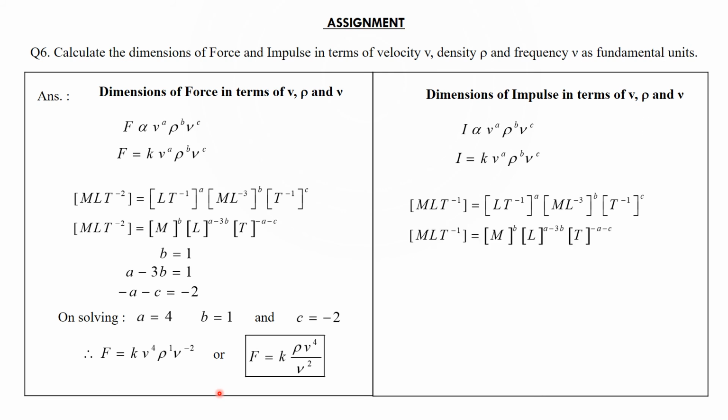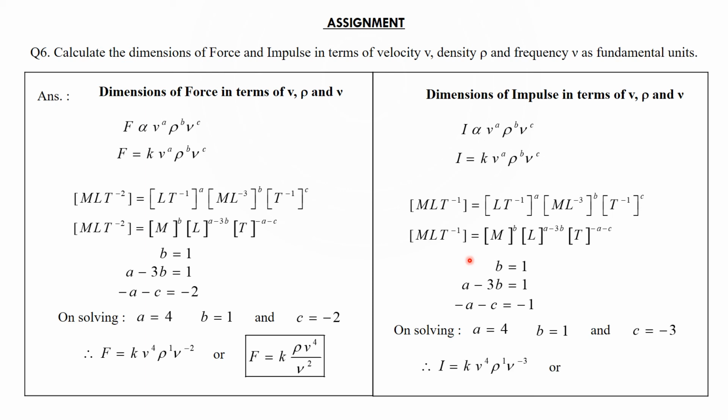is T minus 1. Okay, then from comparison we can say B equal to 1, A minus 3B is equal to 1 and minus A minus C is equal to minus 1. On solving we get A equal to 4, B equal to 1 and C is equal to minus 3. We put the values in this equation and we get I is equal to K rho V4 upon nu cube.